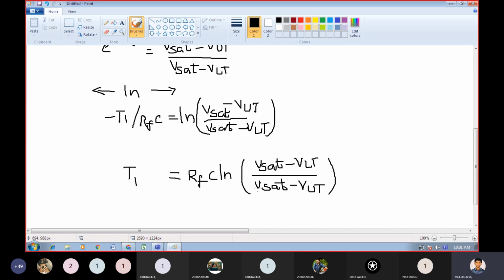Okay, so then we will continue in the next class. You need to keep in mind everything up to this point, up to equation number 3.